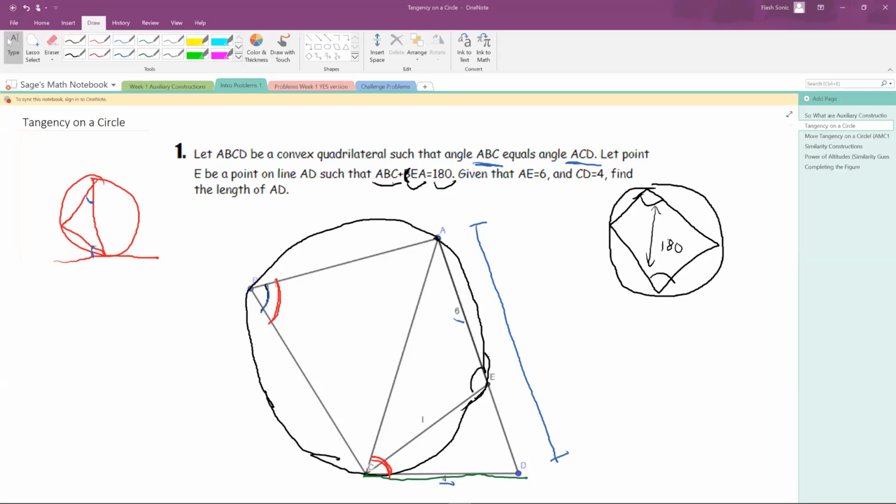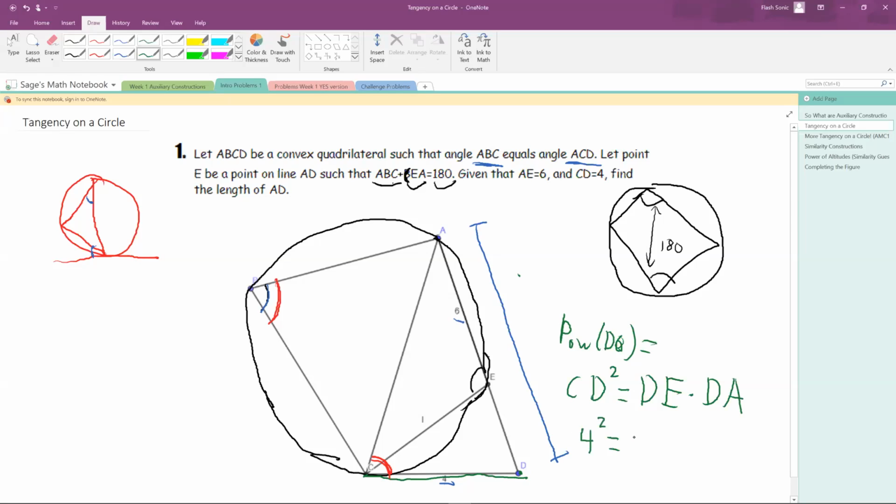Okay. So now since we know that line CD is tangent to the circle, we can consider the power of point D with respect to the circle. We can calculate it in two ways. We can calculate it as CD squared, and we can also calculate it as DE times DA. This is because CD is tangent to the circle. So as a result, we know that CD is equal to 4, so we can say that 4 squared is equal to DE times (DE plus 6).